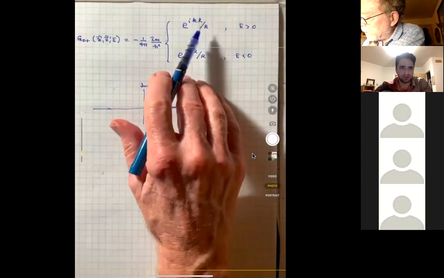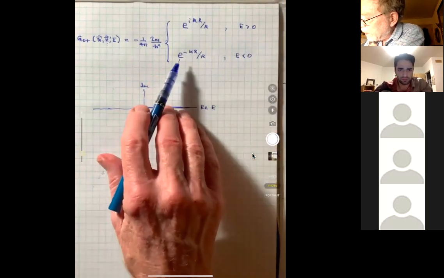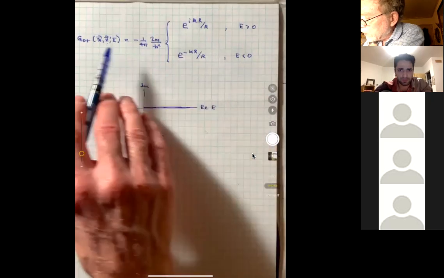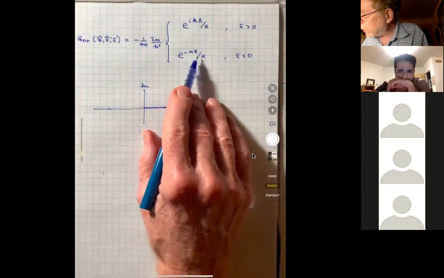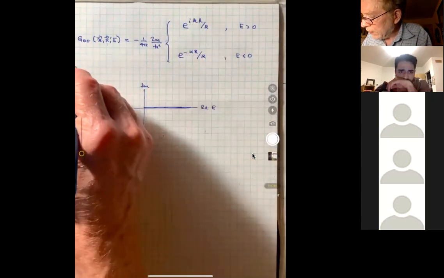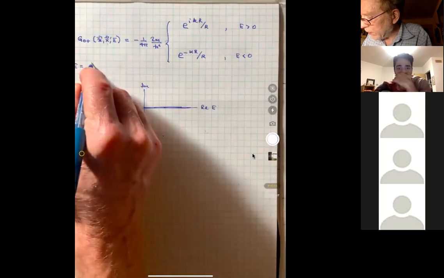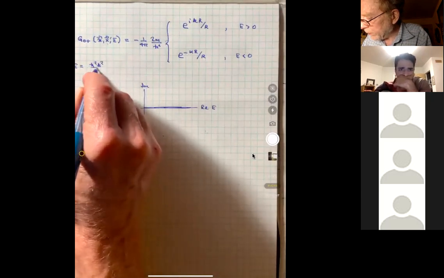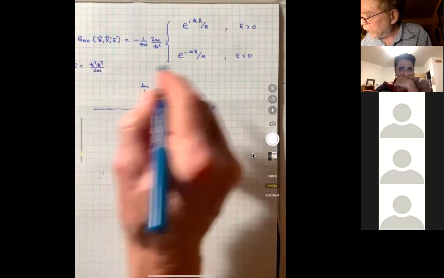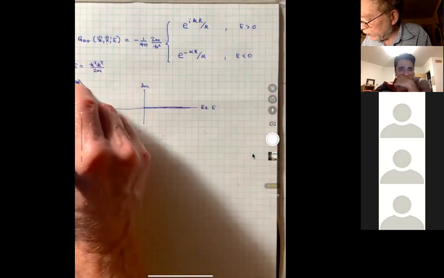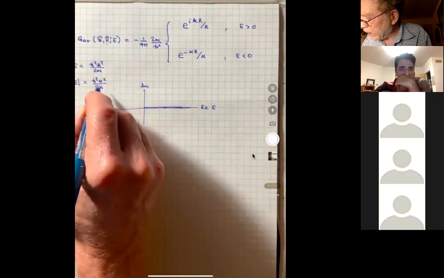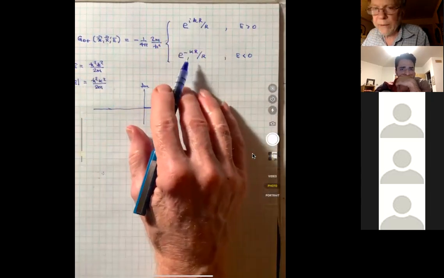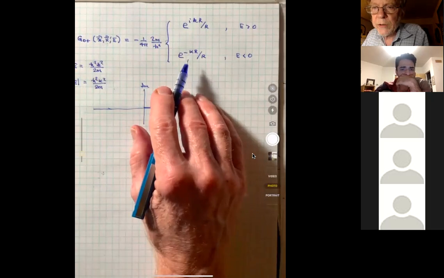This is what we get. We get e to the ikr over r for positive energy, and e to the minus kappa r over r for negative energy. And this is for the outgoing, the energy-dependent Green's function. I already defined the r for you here, but let me define the k and the kappa. For positive energy, the k is defined by writing E equals h bar squared k squared over 2m. It's the equivalent wave number k. When the energy is negative, we take the absolute value of energy, which is positive, and write it as h bar squared kappa squared over 2m. So kappa is like the analog of k, but for negative energies. For negative energies, the solutions are always damped or growing, one or the other.